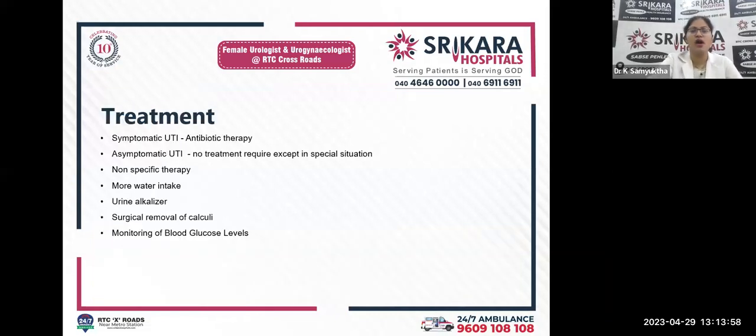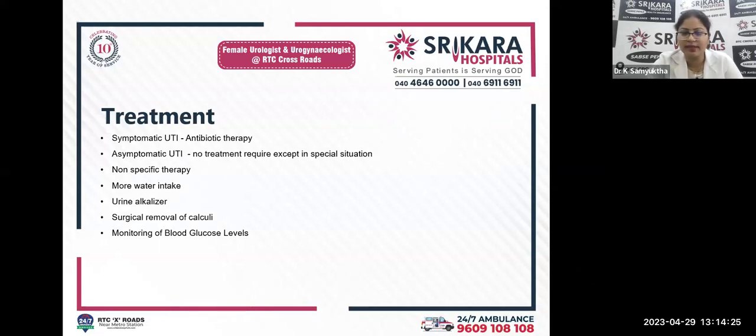Okay. So how do we treat UTIs? UTIs are basically two types: symptomatic UTI and asymptomatic UTI. What is symptomatic UTI? The patient will come with symptoms of UTI, as I've explained before, like burning sensation in the urine, lower abdomen pain, or fever, nausea, vomiting. When they have symptoms like that, yes, we do a urine test, we do an ultrasound, and then based on that, we place them on antibiotic therapy.